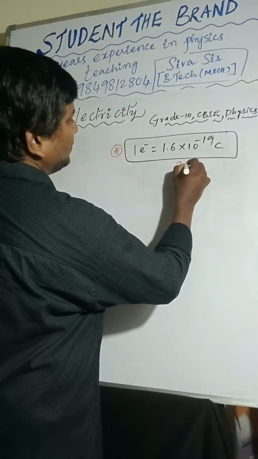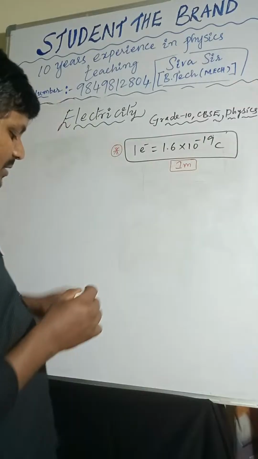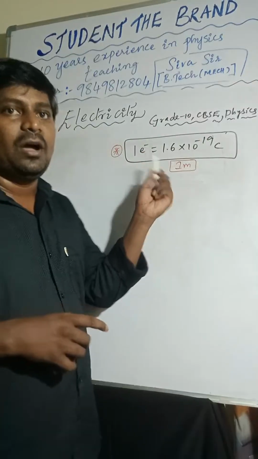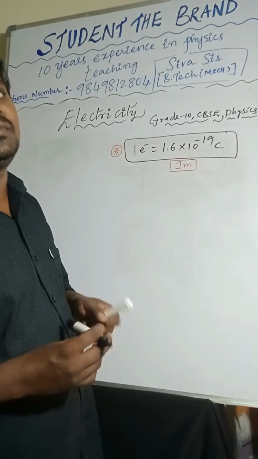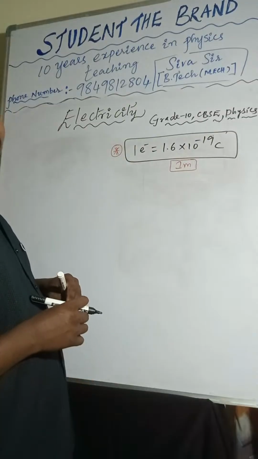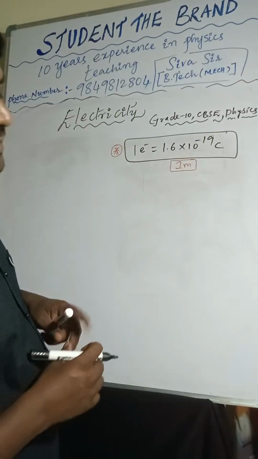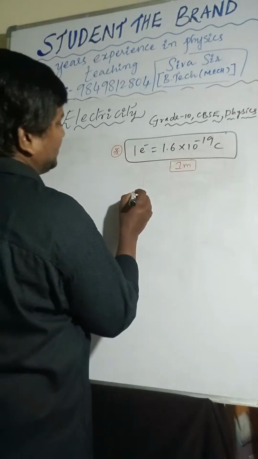One mark question will come. In MCQs also this question will come. Even in problems they won't give this value; you have to remember it. Clear? Now, in 1 coulomb, how many electrons are present?